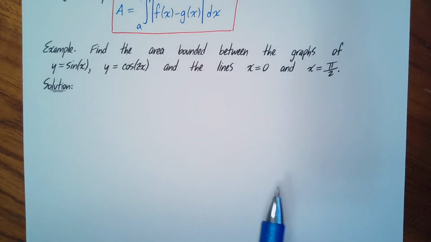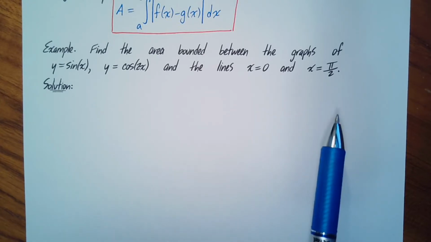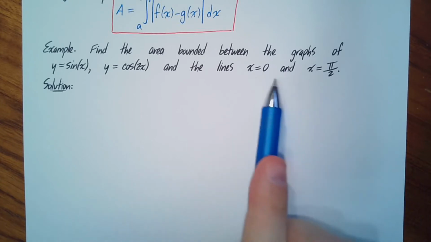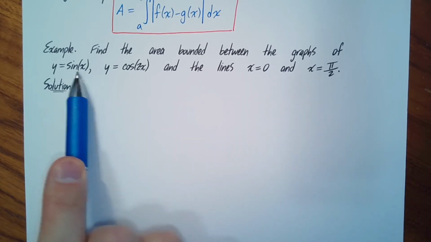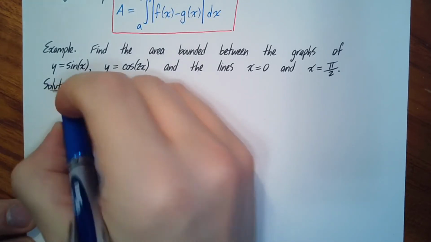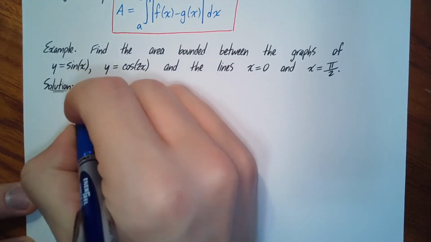Okay, so how are we going to do this? Well, what we're going to need to do is find all the places between 0 and pi over 2 where these two graphs intersect. That's going to be the first step. That's what you want to do. Okay, so that's our first job. Find the points of intersection.